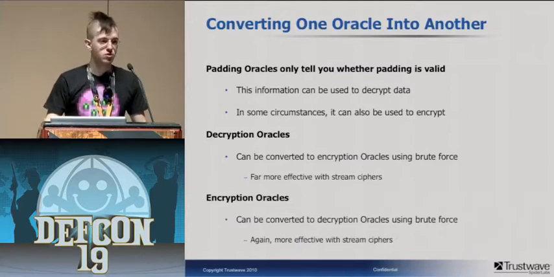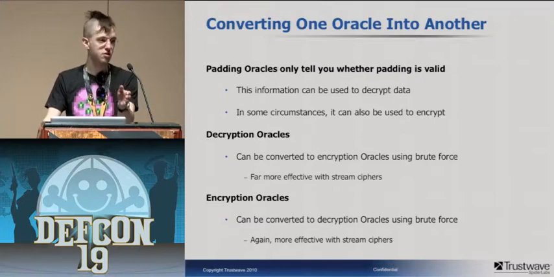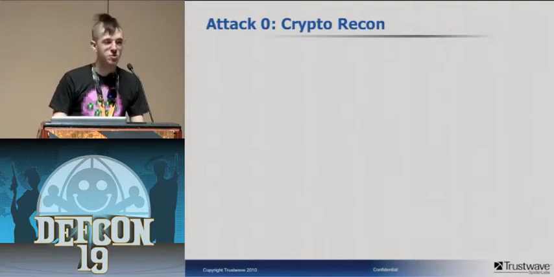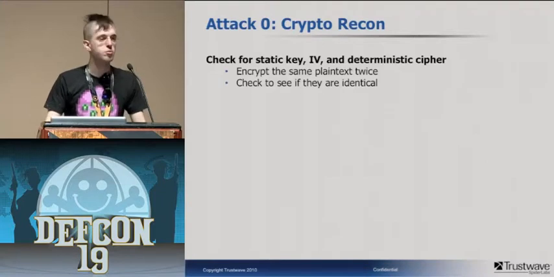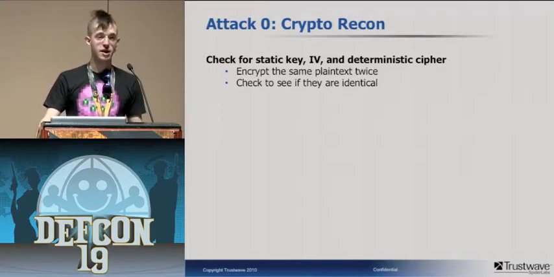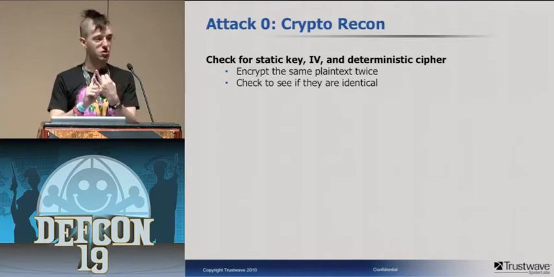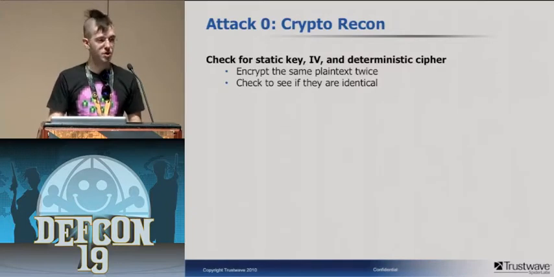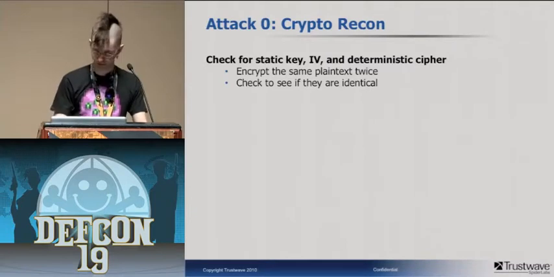So encryption oracles can be converted to decryption oracles in a very similar way. And again, the same difference between the effectiveness when you're talking about stream and block ciphers applies. So we're going to talk about doing a little bit of crypto recon using oracles. So let's say you have an encryption oracle. If you encrypt the same plain text twice and it comes out to the same ciphertext, you know you have the same key, same initialization vector, and a deterministic cipher being used to encrypt the data. So if the ciphertexts are identical, you know all of these things are true.